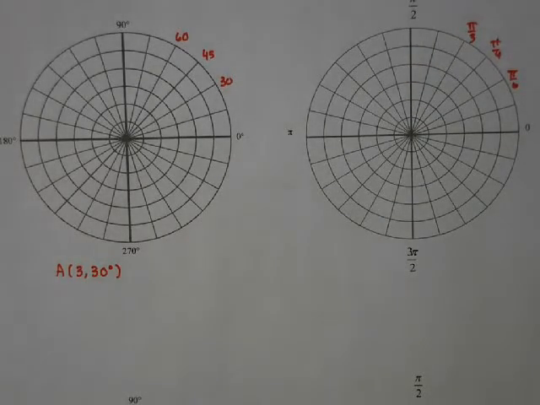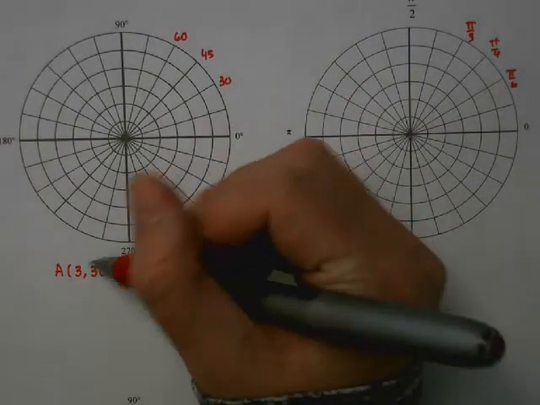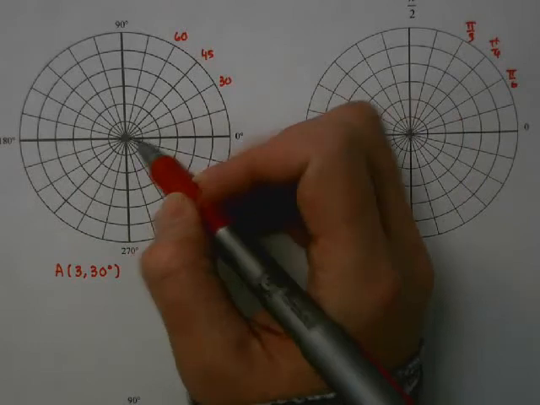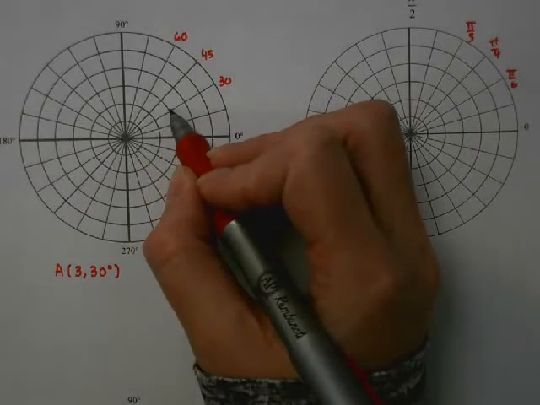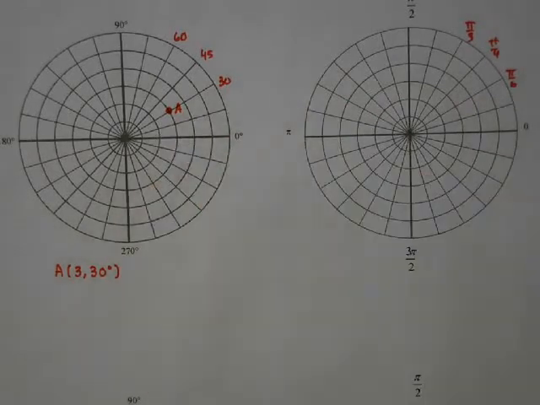Okay, so if I wanted to graph the point (3, 30°), so my r is 3, my theta is 30. So there's two ways to do this. You can go find the 30 degree and go out 1, 2, 3. Label that A, or you can go out 3 and then around 30.